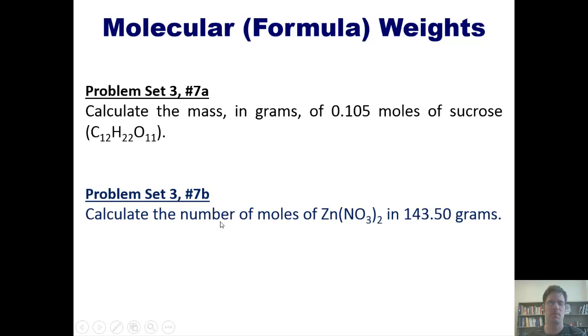Next, calculate the number of moles of zinc nitrate in 143.5 grams of zinc nitrate. Now I haven't done these exact examples here, but by this time you should be able to do them, so I'll let you do that on your own.